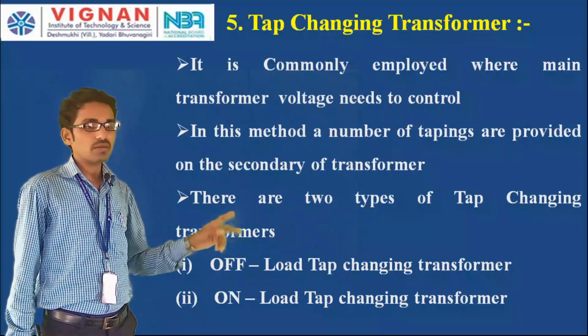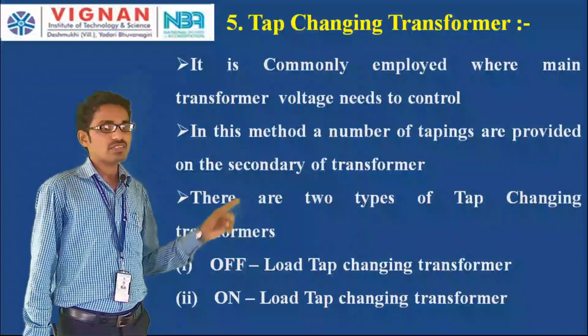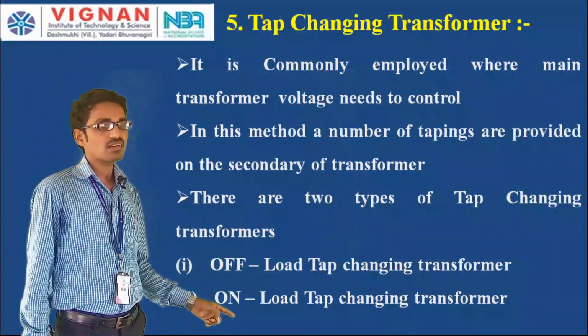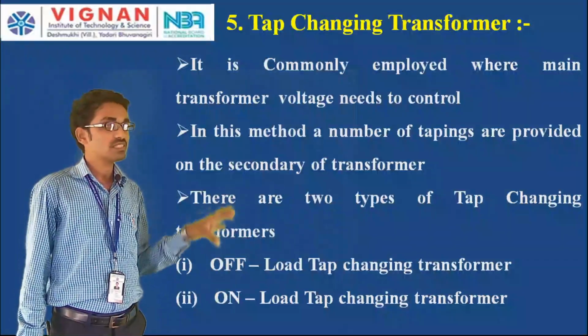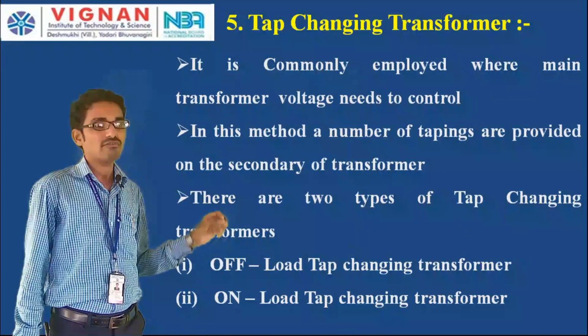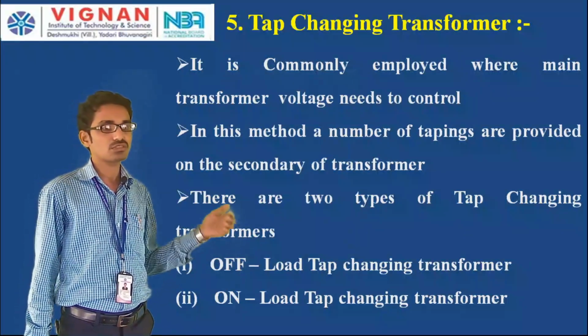There are mainly two types of tap changing transformers. The first is the off-load tap changing transformer and the second is the on-load tap changing transformer. Depending upon the switching on and off of the load, we divide these tap changing transformers into two.